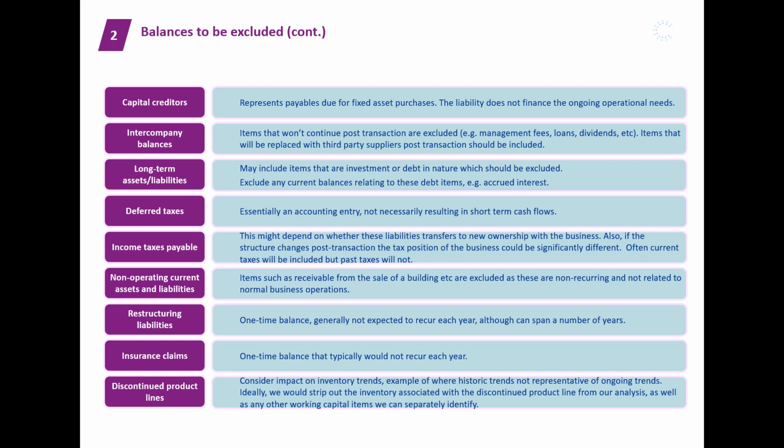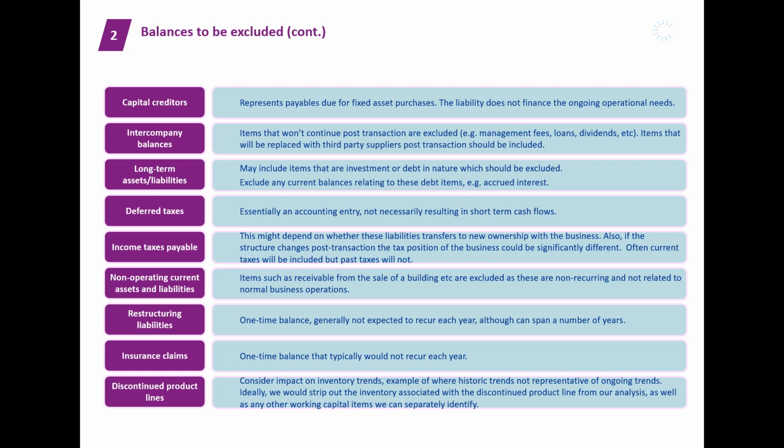And there's an important sub-point here: there may be a current component to one of these non-current assets. For example, there might be an accrued interest component. You'd probably want to exclude those because it is ultimately linked to that long-term asset, which is excluded. So deferred taxes is an interesting one. It's essentially an accounting entry, and it doesn't necessarily result in short-term cash flows. So therefore, probably wouldn't be included in working capital.